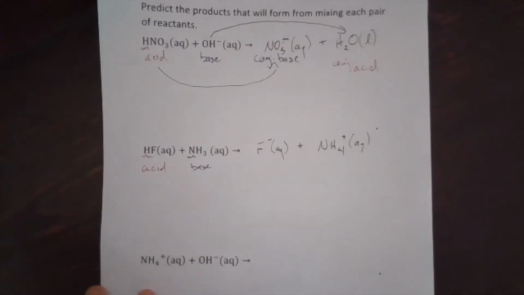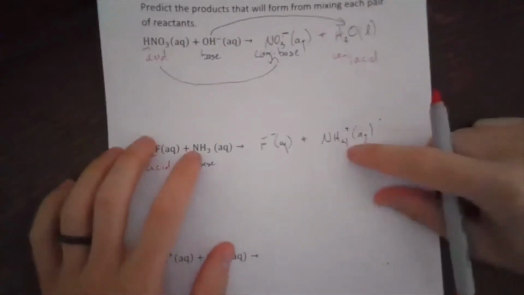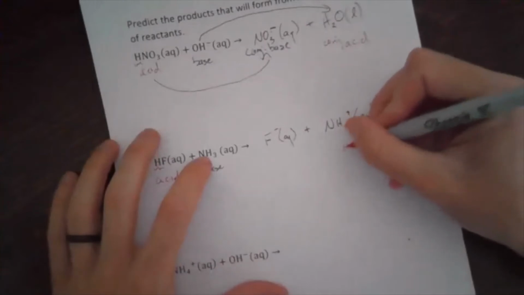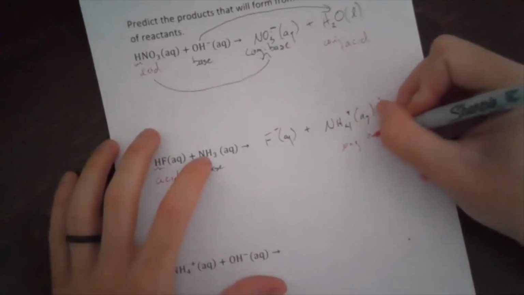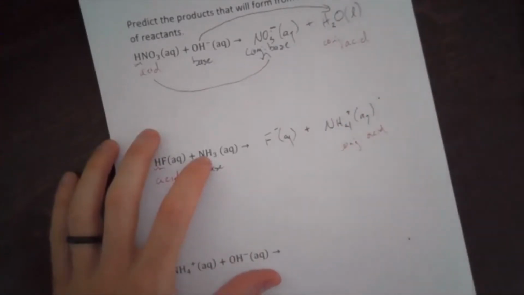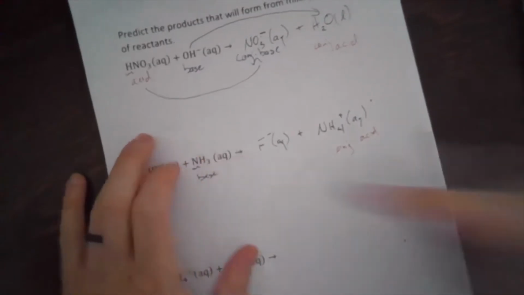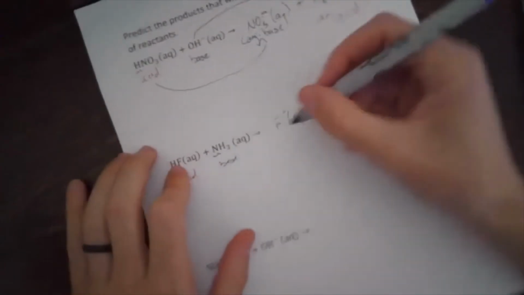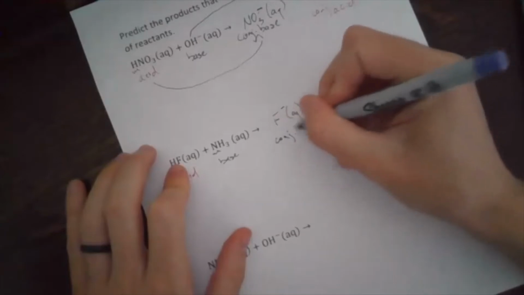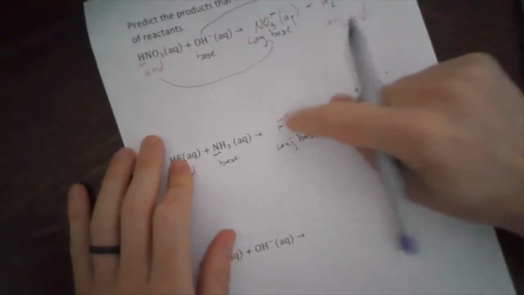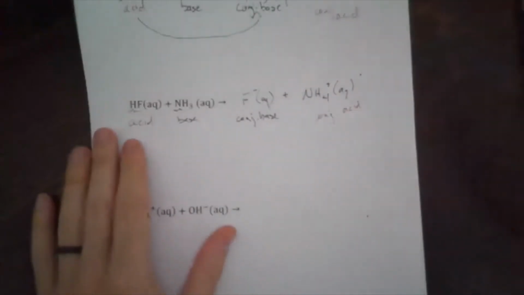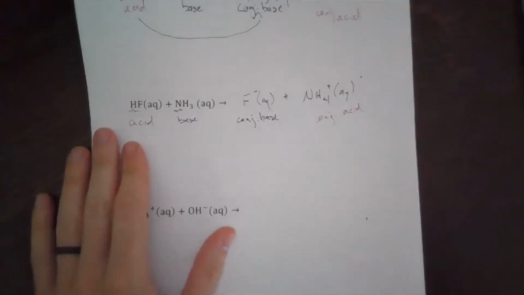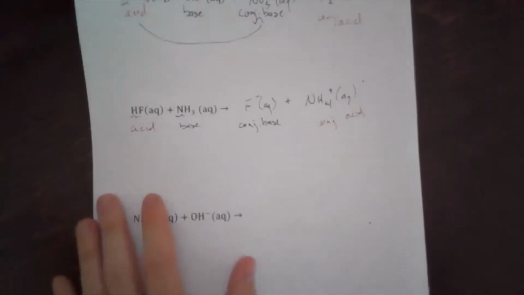One of the things we can do to check is that NH3 becomes NH4 plus, the conjugate acid. So that's a good sign. And F minus, since it came from the acid, is the conjugate base, which is a good sign, because F minus cannot have hydrogen to donate, so it needs to be a base. That is a good sign that we would call that our conjugate base.